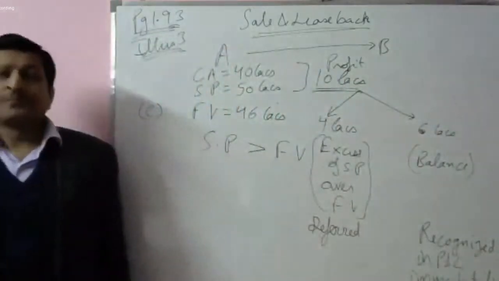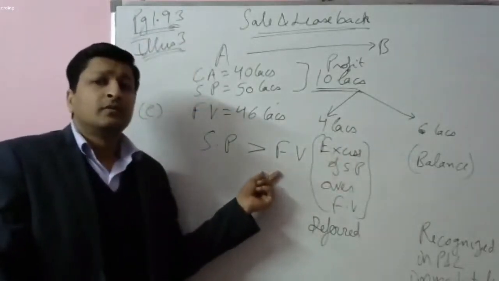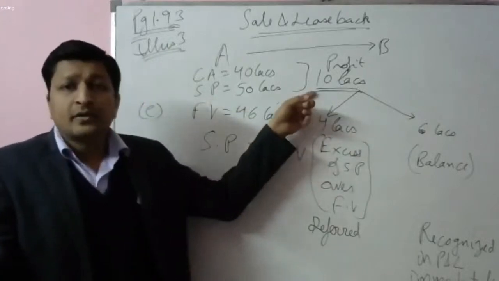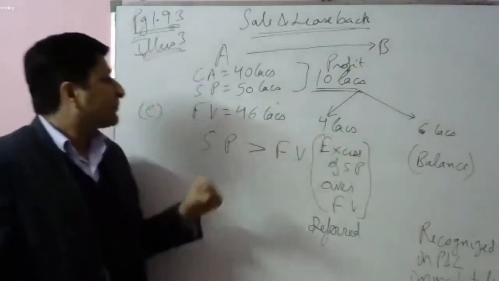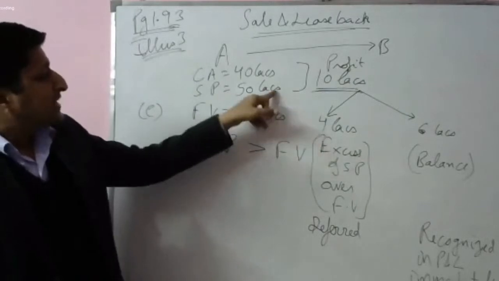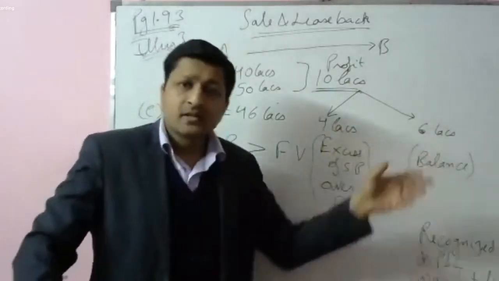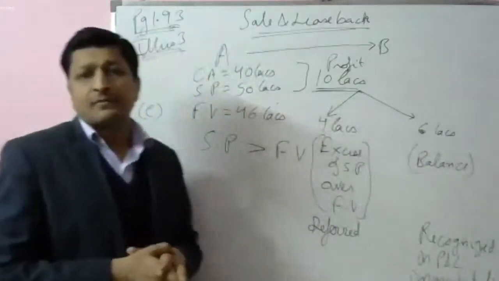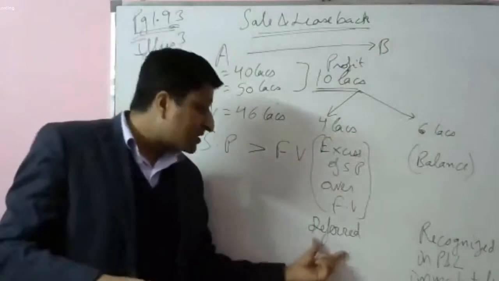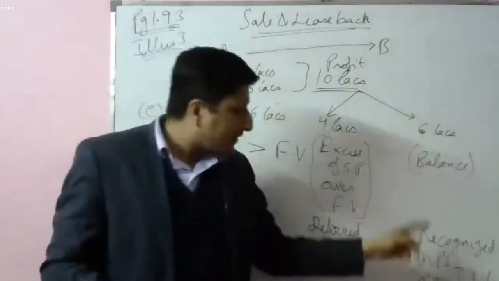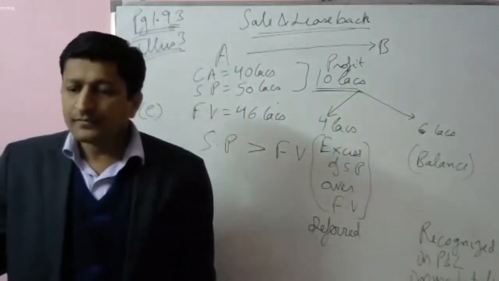Okay, clear? So whenever selling price is greater than fair value, you check the profit component. This profit has got two components. One, 4 lakhs, means the excess of selling price over fair value. This is 6 lakhs. 4 and 6 both are profits. But this part of profit will not be recognized in P&L immediately. This will be deferred. And this part of profit will be recognized immediately. Clear? Clear on this? Okay.